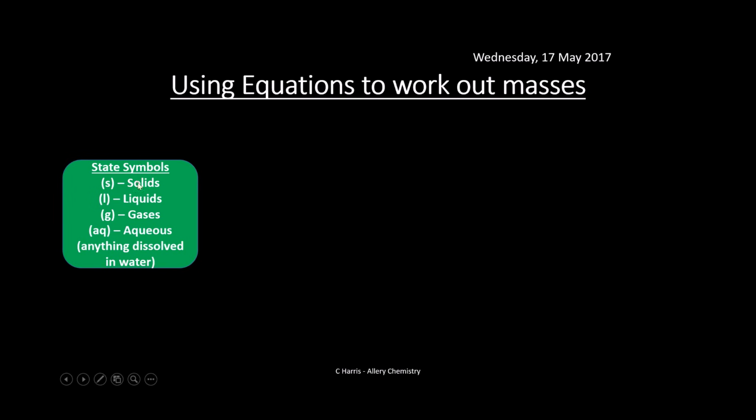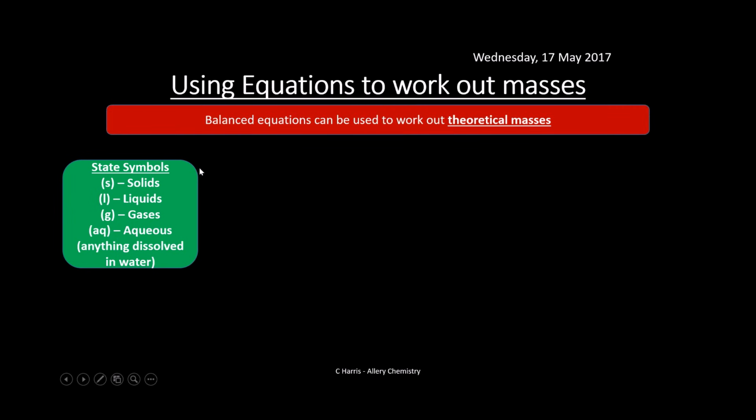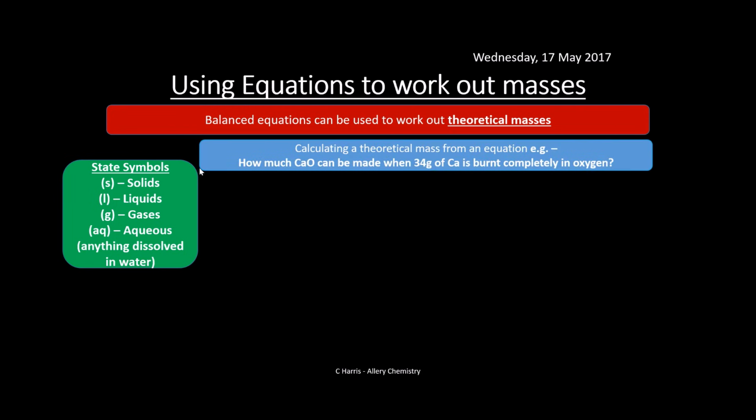So you're going to see S means solid, L means liquid, G is gas, AQ is aqueous, which is basically just anything that's dissolved in water, so acids and salts, etc. So we're going to use balanced equations to work out theoretical masses of things. This is going to be particularly useful in percentage yield calculations, which you'll see later on when we have to work out the theoretical mass. So calculating the theoretical mass from an equation.